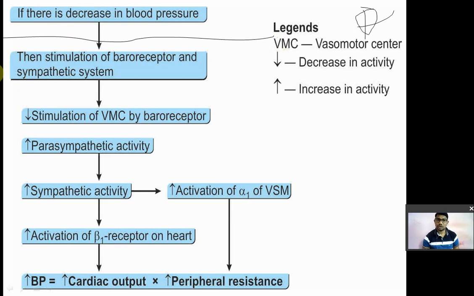pressure, they will monitor it. Okay, तो जैसे ही आपका ब्लड प्रेशर कम हो गया, तो baroreceptor इसको क्या करेगा? एनालाइज करेगा, वो सिग्नल करेगा आपके ब्रेन को. So decrease in the blood pressure leads to stimulation of baroreceptor and sympathetic system. This baroreceptor decreases the stimulation of vasomotor center. Decrease in the blood pressure of your body, then your baroreceptor will monitor it, it will immediately signal to the brain.